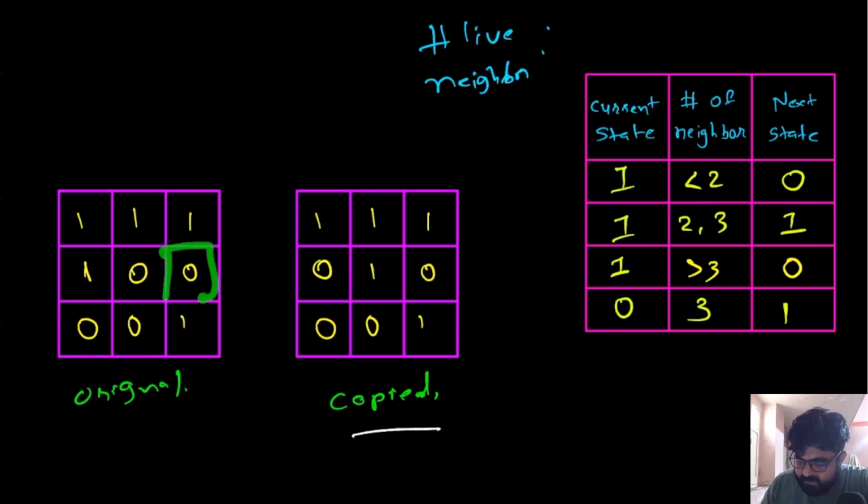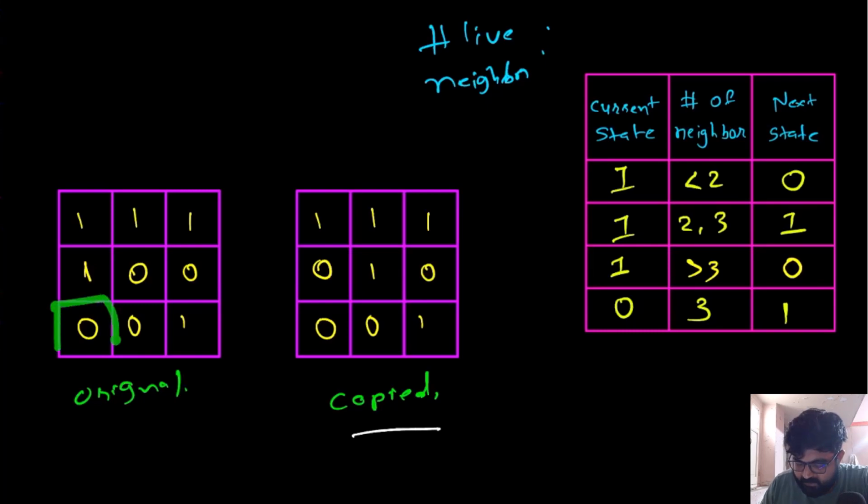For this particular 0, how many live neighbors does it have? It has 1, 2, 3 and 4 live neighbors. And see over here, because I have this copied version, I was able to come up with the value 4. If I was checking the modified grid, I would have come up with the value 3, and then I would have changed its state to 1. But actually, since this has 4 live neighbors, I do not need to make any change to the state of this particular 0, and I can keep it as it is.